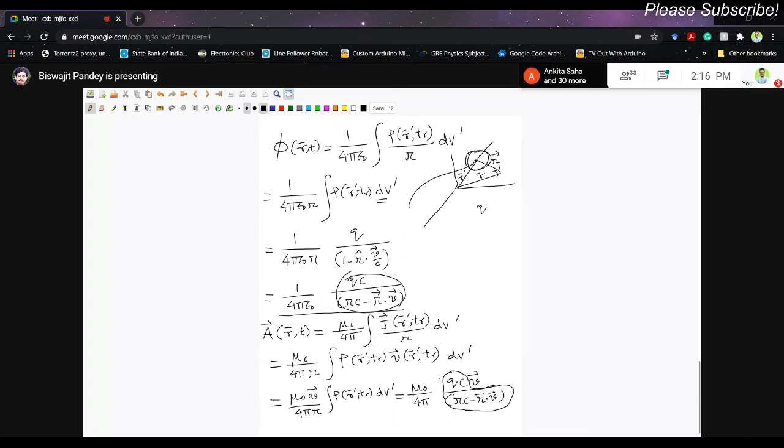This one. And I can bring 1 by epsilon 0 here by removing mu 0. I can write epsilon 0 c square, right? So that will give me v divided by c square times the scalar potential phi(r, t). That means if I multiply the scalar potential for a moving point charge by the velocity of the charge divided by c square, we shall get back the vector potential. So they are related, scalar potential and vector potential. And these two expressions for scalar potential and vector potential are called Liénard-Wiechert potentials.